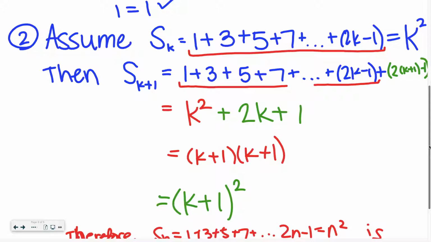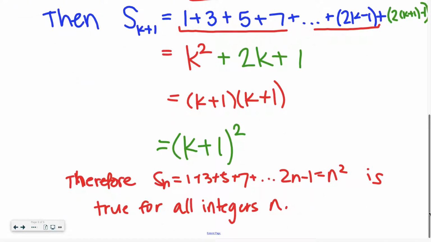The 1 plus 3 plus 5 plus 7 plus all the way to 2k minus 1, we know that that equals k squared, so we could rewrite it as k squared. This k plus 1 term, we just rewrote it to be 2k plus 1. It is fixed down here. Is it? Oh, that's good news. K squared plus 2k plus 1 factors to k plus 1 squared. So then we wrote our conclusion. Therefore, our formula is true for all integers n.